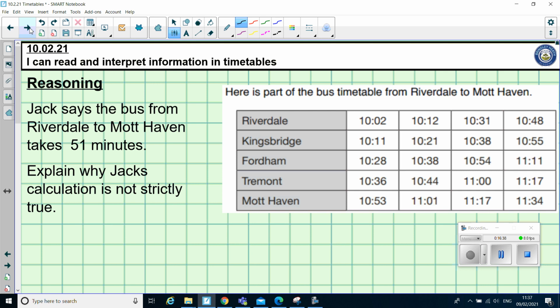Okay then, Year 6, welcome back. We have a reasoning question today that focuses on that same bus timetable as we looked at in one of our problem-solving questions. Now, Jack says the bus from Rivendell to Mott takes 51 minutes. Explain why Jack's calculation is not strictly true. All right, pause the video now and have a little go, and I'll go through the answer.